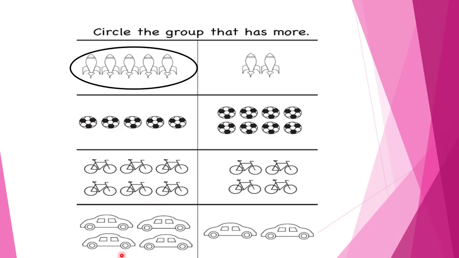Look at these cars. This group has more cars, or this group has more cars? Very good. This group has more cars. In the same way, you will circle these groups which has more objects.